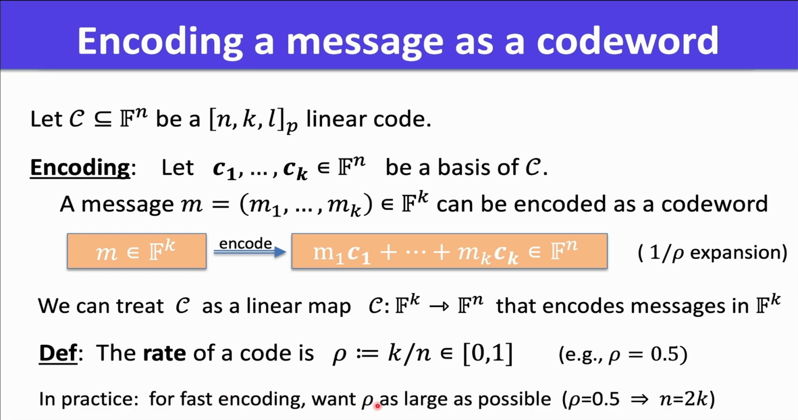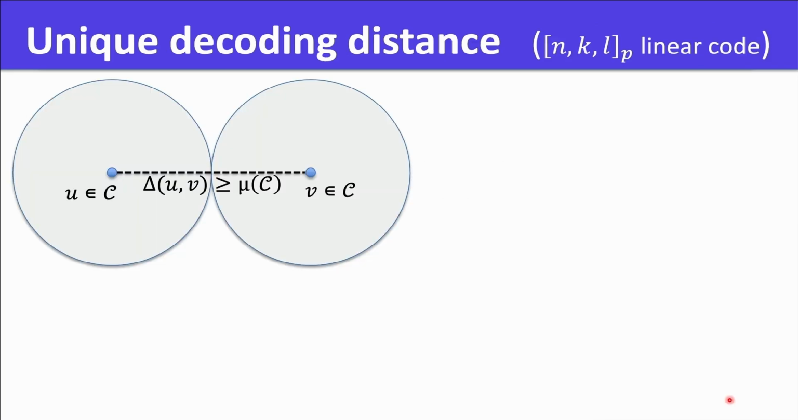Now, of course, we'd like to set rho to be as large as possible, because the larger rho is, the less expansion there is that's introduced by the code, and that also means that we will have a faster algorithm for encoding messages as code words. So again, rho equals 1/2 is a good compromise. The code word is twice as big as the message, so encoding runs in a reasonable speed.